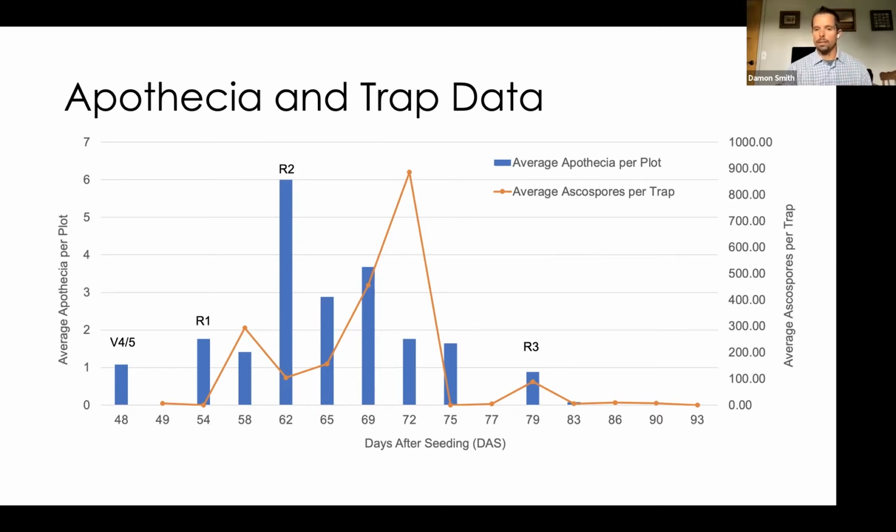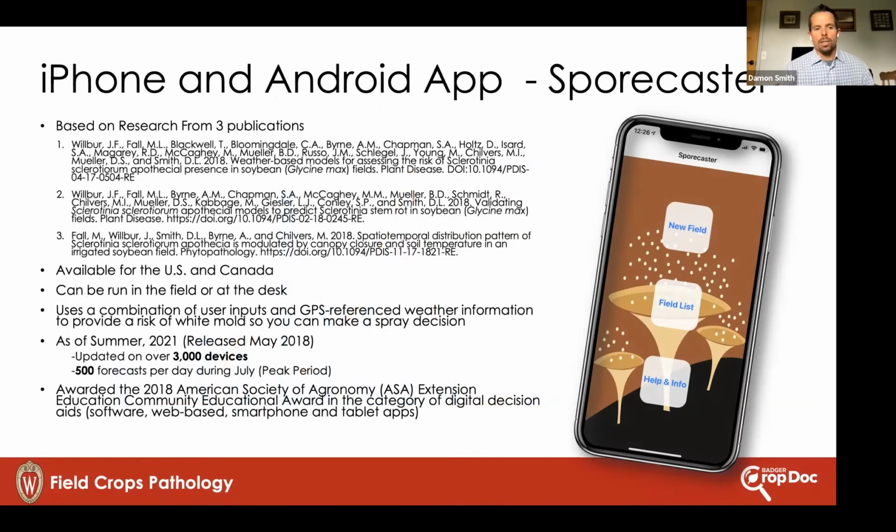There have been other white mold prediction models out there. What they're trying to do is predict the development of the disease, say a month down the road. What we wanted to do was actually predict the development of the mushroom, because if we could catch that and that coincided with bloom time, then we have really good confidence that we should be putting a fungicide application on.